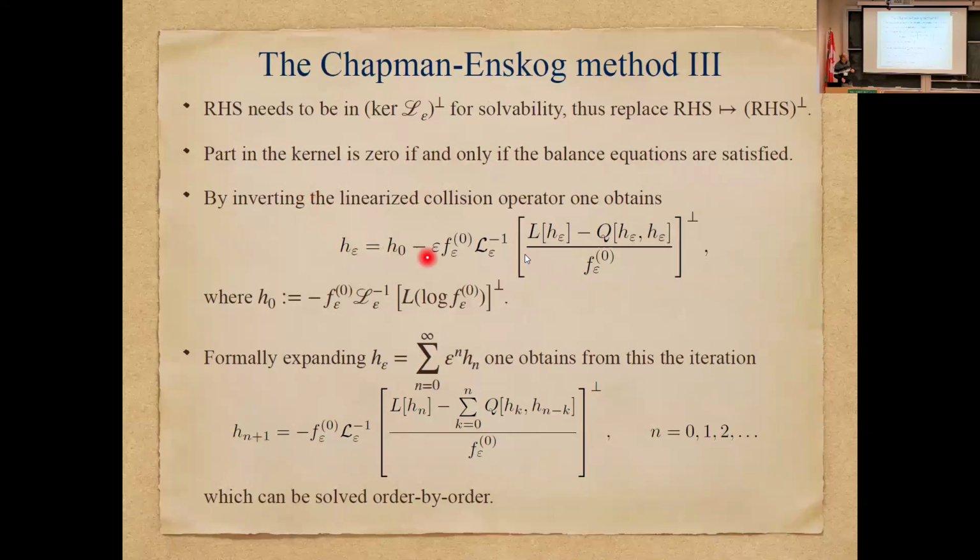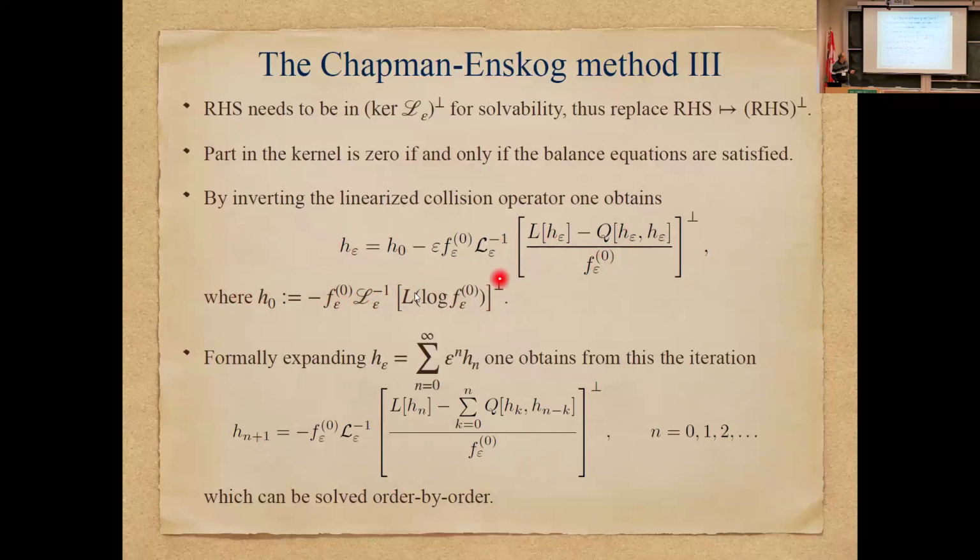All right, and then if you do this inversion, you get this expression for H epsilon. So this is an implicit equation. You have H epsilon on the left, but also on the right. And H0 here would be the first order correction, which is given by this expression here, where this is now projected orthogonal to the kernel. So this is the difference with the Hilbert method. You didn't perform this projection, but then you would get the perfect fluid equations. Here you won't get the perfect fluid equations because you project and then invert.